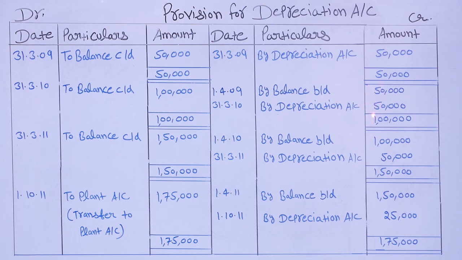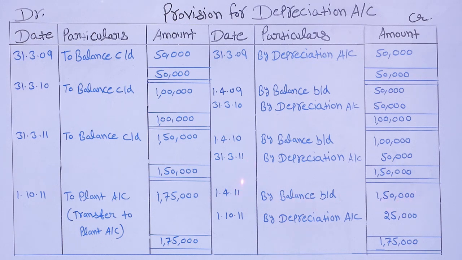The total depreciation till the second year is 1 lakh. 31st March 2010, to balance carried down 1 lakh. This balance will be brought down to the next year. On 1st April 2010, by balance brought down 1 lakh. 31st March 2011, by depreciation 50,000. So total depreciation till the third year is 1 lakh 50,000. To balance carried down 1 lakh 50,000. On 1st April 2011, by balance brought down 1 lakh 50,000.